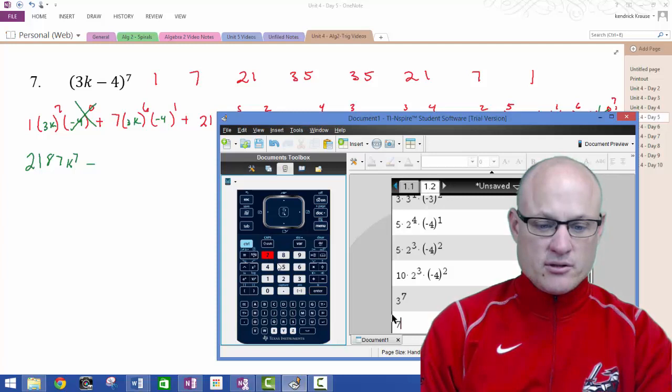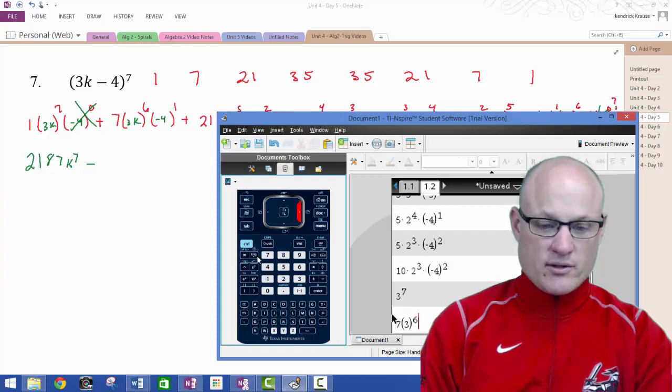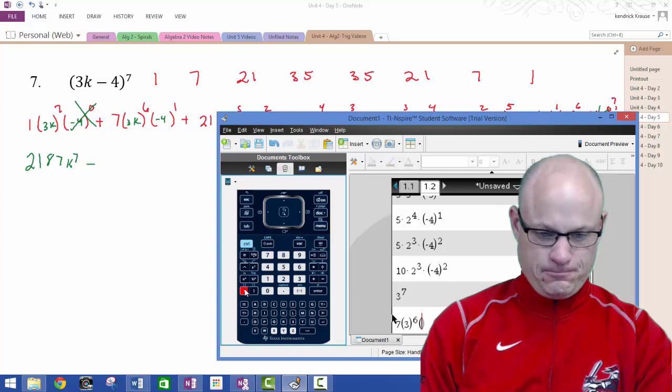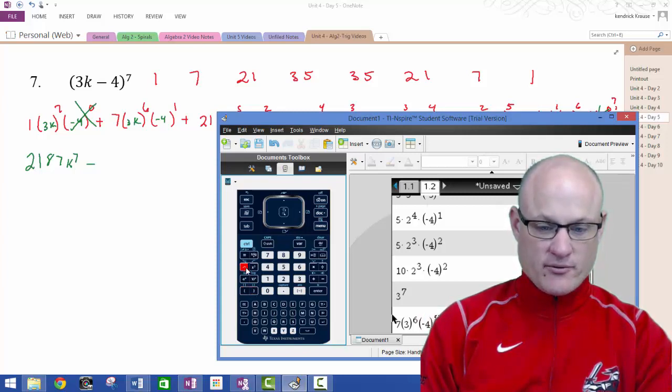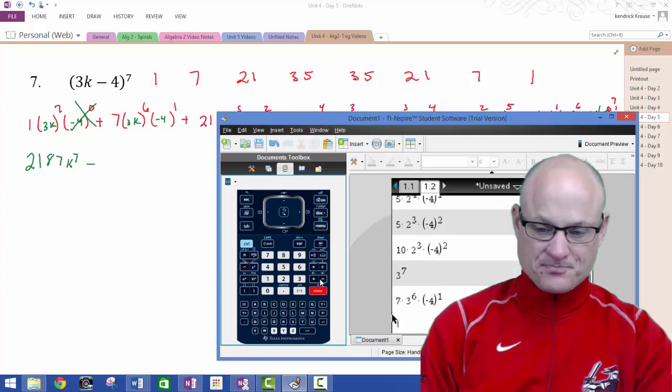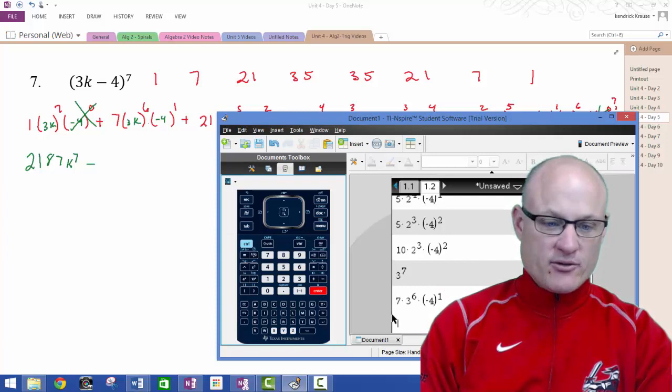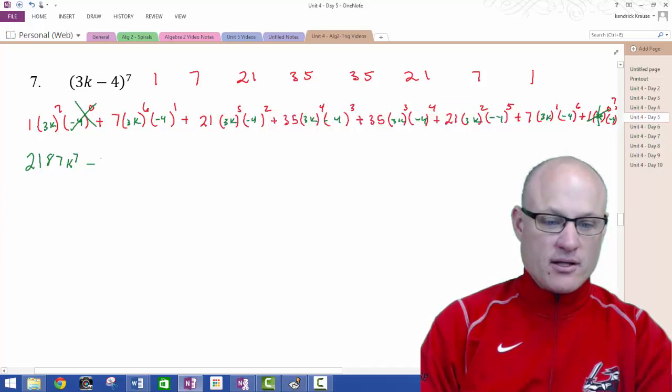7 parentheses 3 parentheses raised to the 6th power out of parentheses negative 4 raised to the 1st. Now, I only put that 1 there just to kind of get the template going. Negative 20,412. That's probably what I thought it was. Negative 20,412 K to the 6th. Next one's going to be a plus.